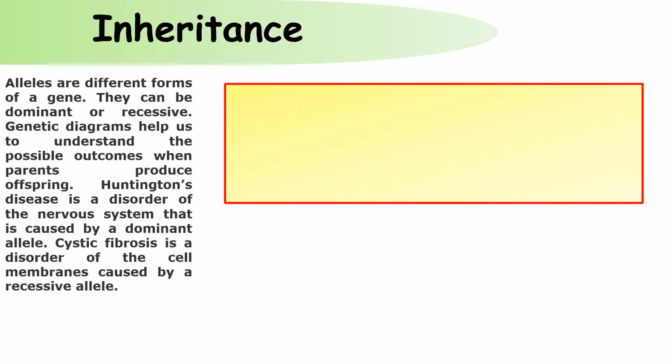Inheritance refers to inheriting certain genes from each parent. Alleles are different forms of a gene. They can be either dominant or recessive. You inherit one full set of genes or chromosomes from each parent.